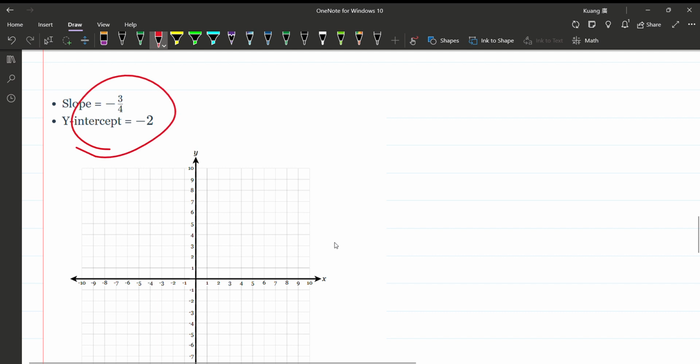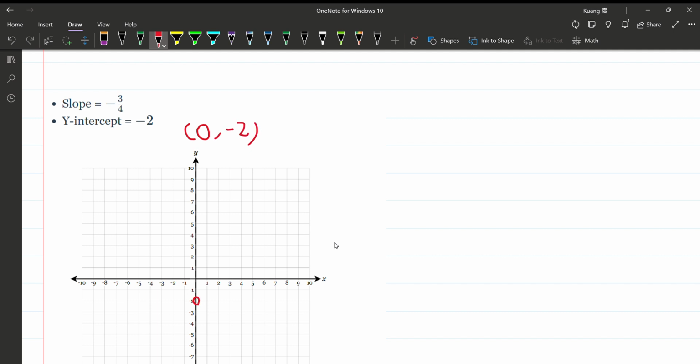Okay, how to draw the graph? So first from the y-intercept. What is the y-intercept? It is the value of y when x equals 0. When x equals 0, y equals -2. So this line, again, will go through (0, -2). It can be like this, or like this, or whatever. It will go through this point, (0, -2).